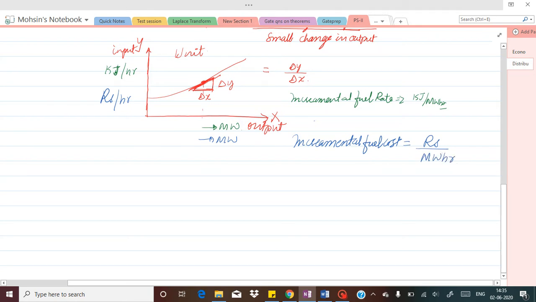Okay, so here two very important expressions that we have obtained are the incremental fuel rate in terms of kilojoule per megawatt hour, and the other one is the incremental fuel cost, which is generally just considered as incremental cost, also written as IC. That incremental cost is usually written in terms of rupees per megawatt hour, which is shown here.